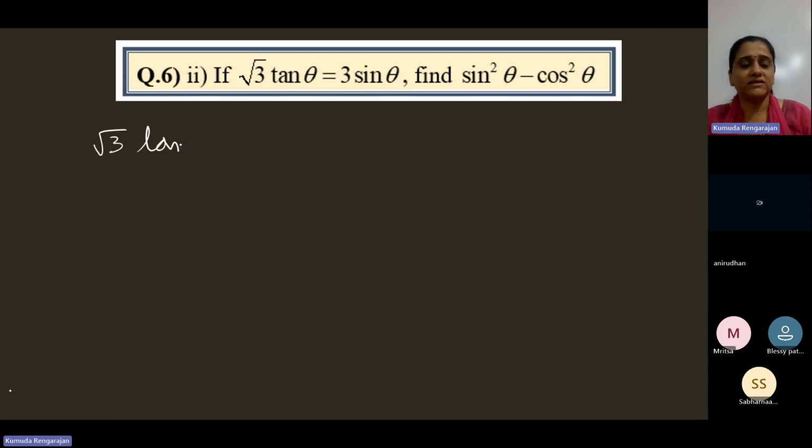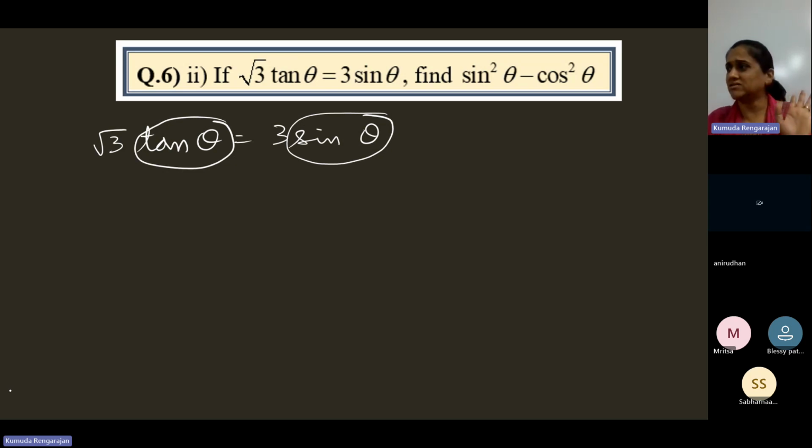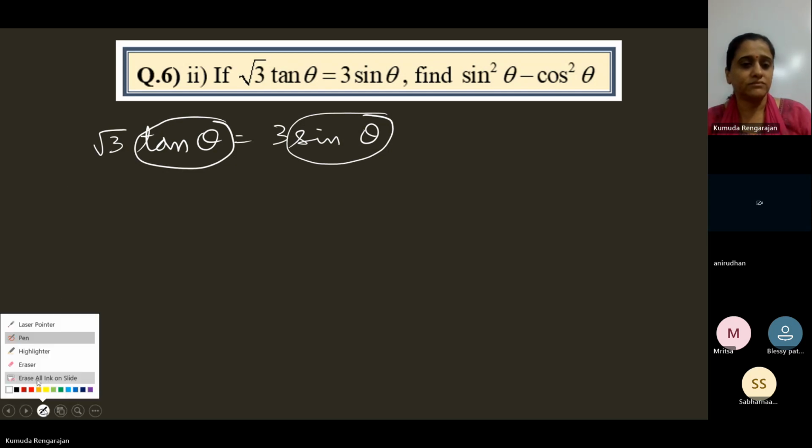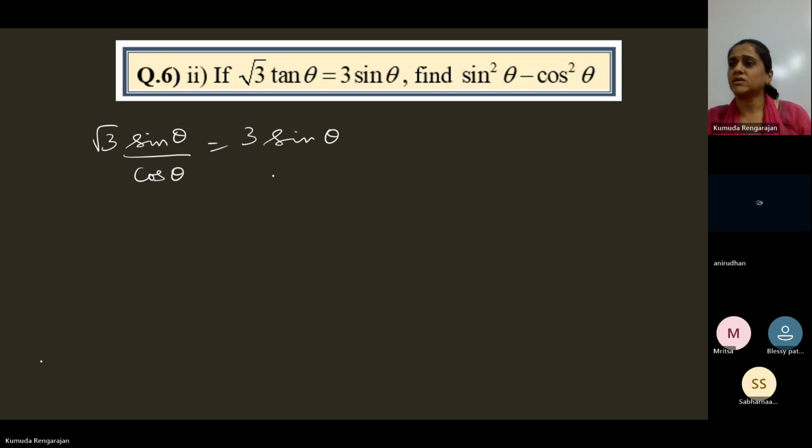So root 3 tan theta is equal to 3 sine theta. Here tan theta is one thing, not separable. Sine theta. This root 3 and 3 you can transpose. It is root 3 into tan theta, root 3 is separable. Similarly, 3 into sine theta; 3 you can take to the other side also if you want. So root 3 times sine theta by cos theta is equal to 3 sine theta, right? Because tan theta is sine theta by cos theta. So sine cancels on both the sides.